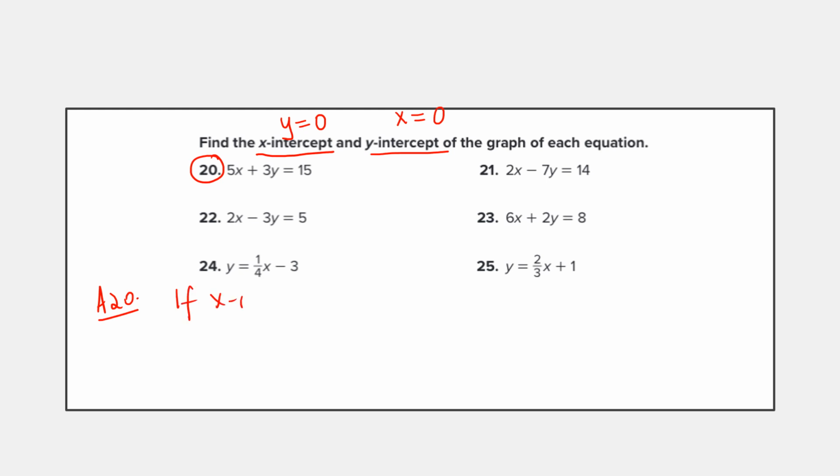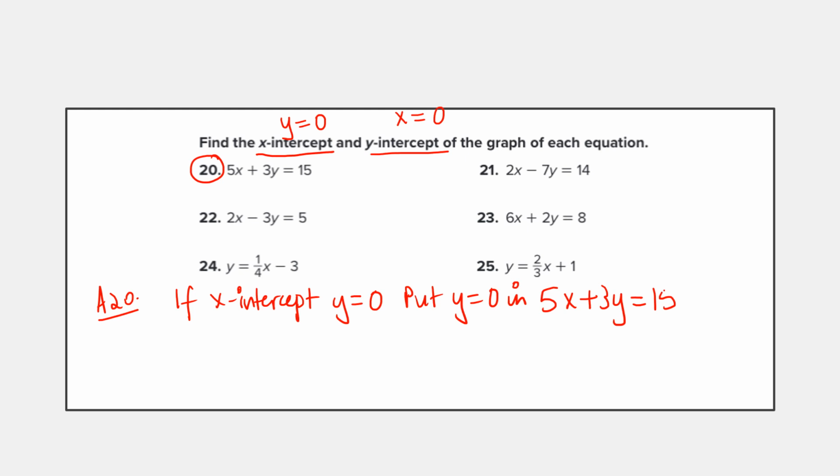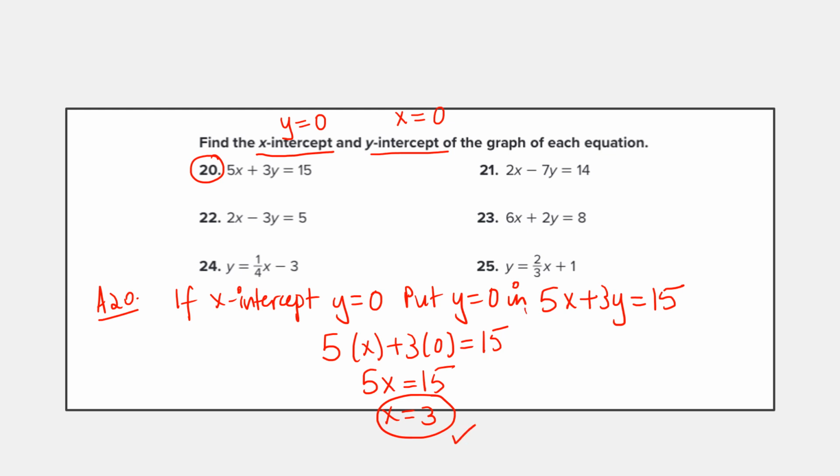If you want to find the x-intercept, then y will be 0. So put y equal to 0 in 5x plus 3y equal to 15. So this is 5 times x plus 3 times 0 equal to 15. So 5x is 15, or x is 3. So what is the x-intercept? 3.